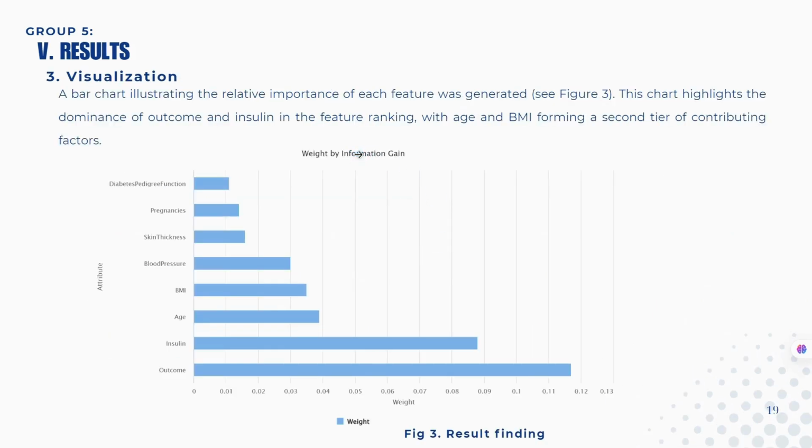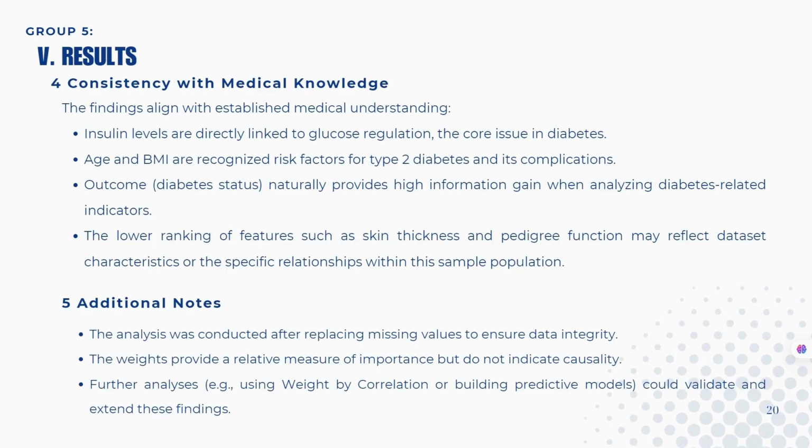So here's the result that we gained, visualized in a bar chart. As you can see, the outcome with the most influence is shown with the largest value, and then following down the chart, we're going to see less and less influential features. So that's showing their importance in the outcome. And our results are quite consistent with the medical understanding as we know so far, like insulin level is directly linked to glucose regulation, and it's one of the core issues in diabetes.